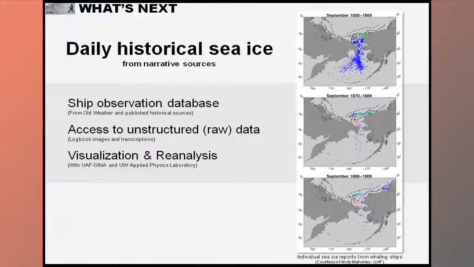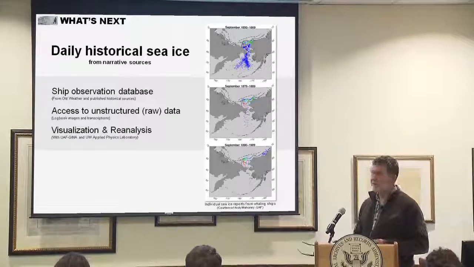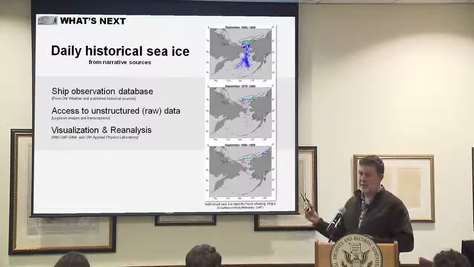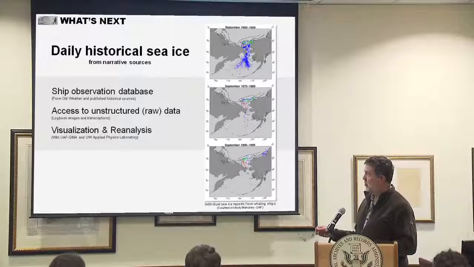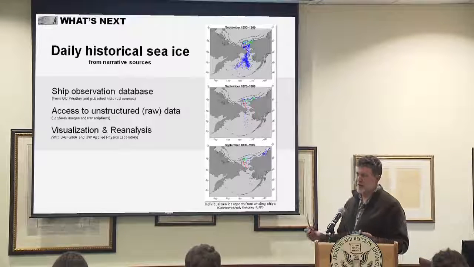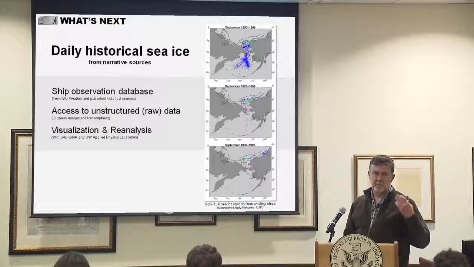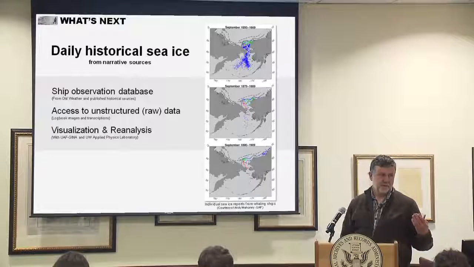Okay, changing gears a little bit. The next thing is going to be building a daily historical sea ice product. A lot of the ships that we're handling now, like the Bear, have sea ice observations in them. We also have data from whaling ships from the New Bedford Whaling Museum. We're pulling a lot of information out of them, and we're going to try and build a database that will handle access to the unstructured data because the maps you see here are derived from a former experiment looking at sea ice. Sea ice was a byproduct.